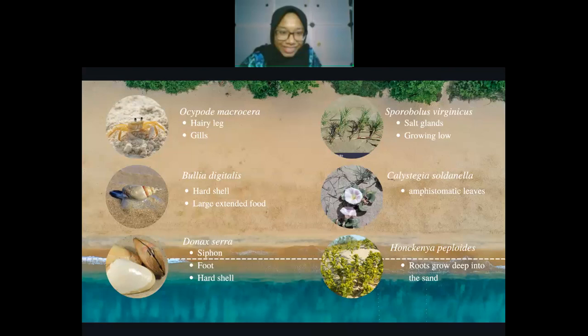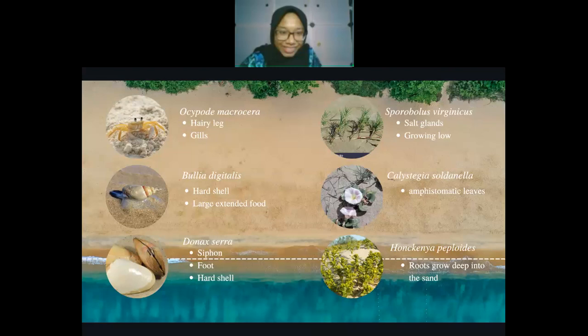Next we go to the species that we can find on the sandy shore ecosystem. Sandy shore has a harsh and extreme condition that limits organisms from living there. For example, the high temperature that leads to desiccation, low oxygen concentration in the soil, low food source, and strong wave activity. The first animal species is the Ocypode macrocera, known as the ghost crab.